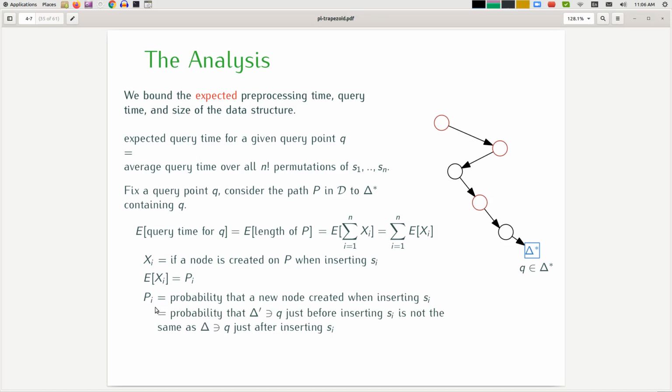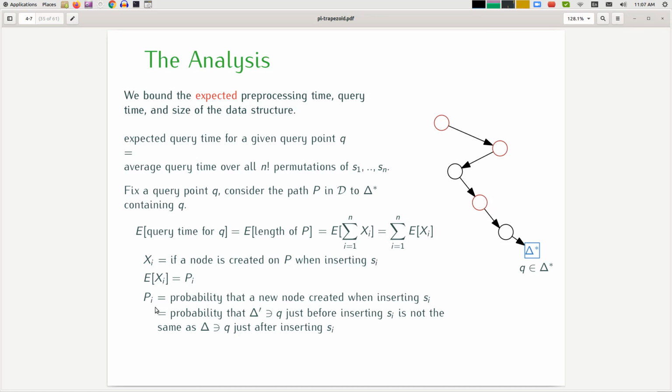And then we could use the following observation that we again used in the previous backwards analysis. We could say that the probability that Si creates a new node is essentially equivalent to the probability that the line segment that we're adding intersects the old region where the query point lied.